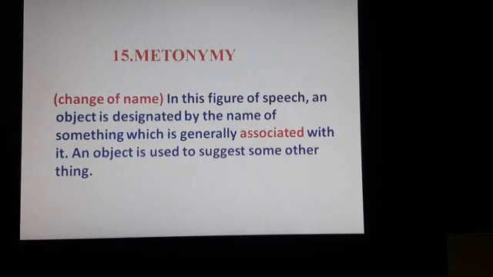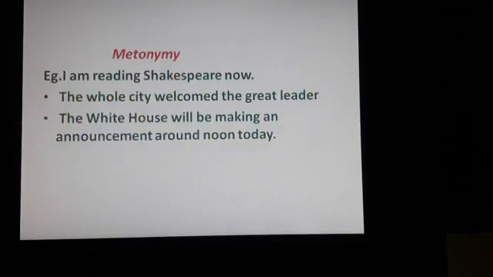Next is your metonymy. Metonymy means change of name. In this figure of speech, an object is designated by the name of something which is generally associated with it. An object is used to suggest some other thing. Metonymy is change of name. With the example, it will be clear for you. I am reading Shakespeare now. You see, I am reading Shakespeare now means the book written by Shakespeare. You cannot read Shakespeare. You are reading either a book written by Shakespeare or the life of Shakespeare.